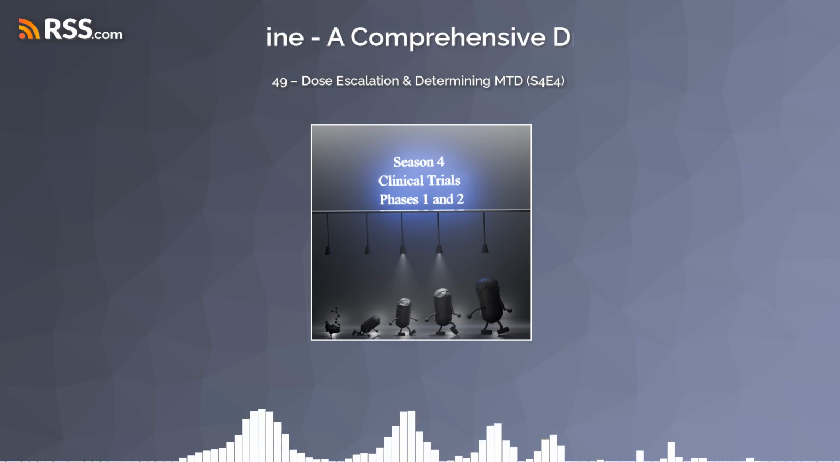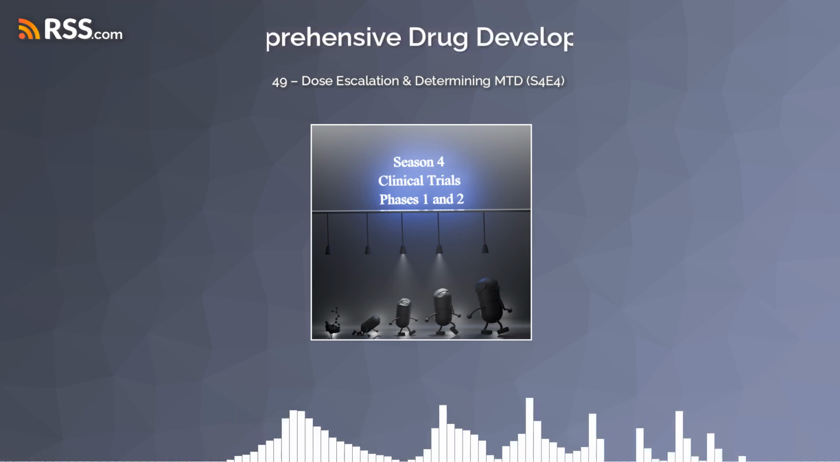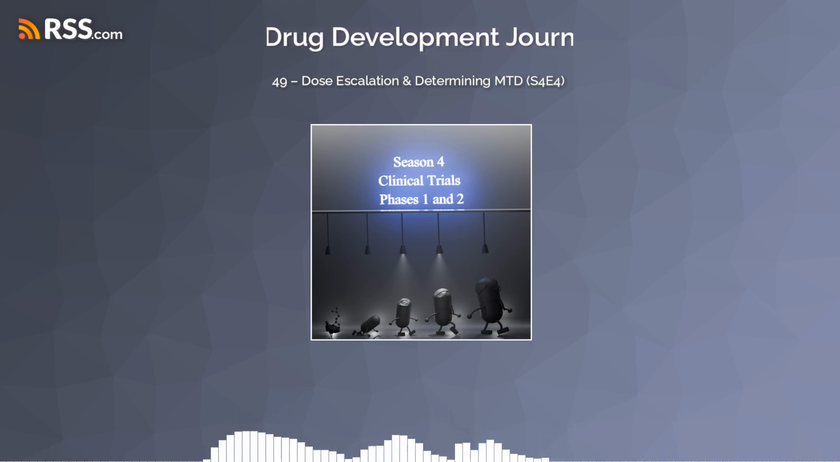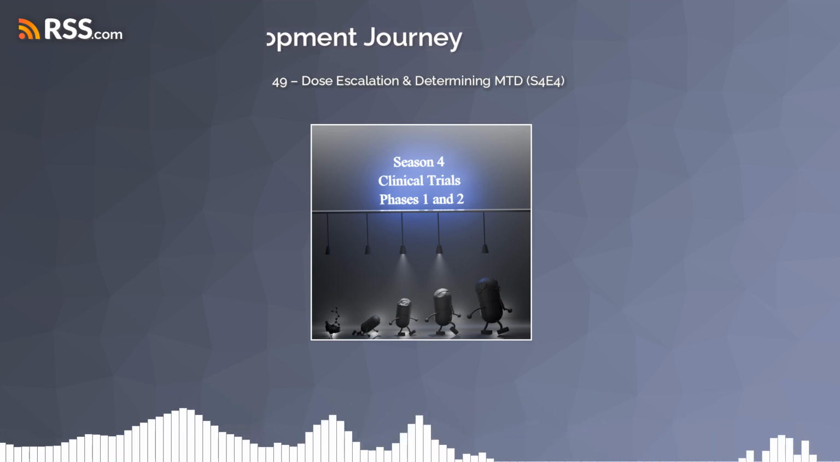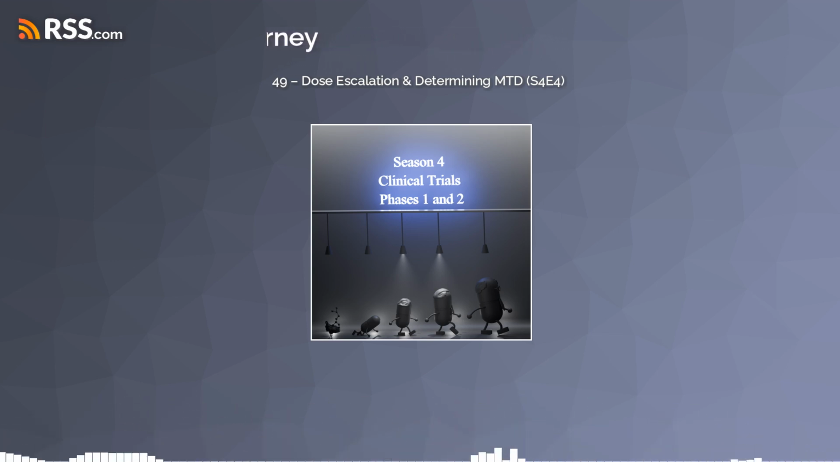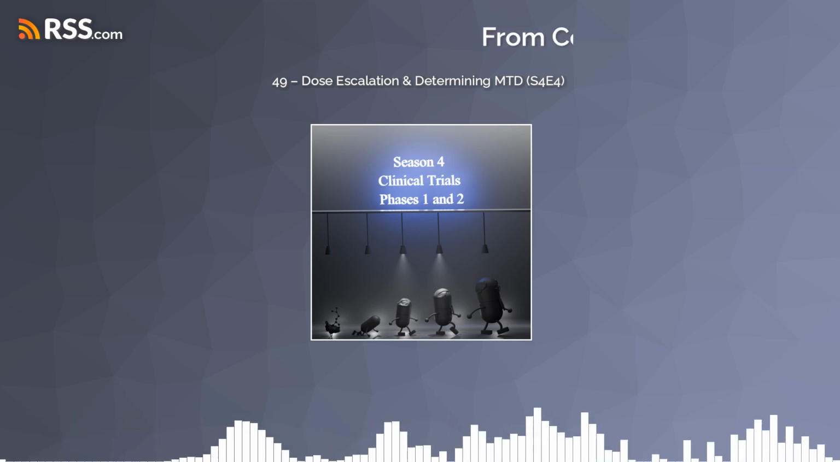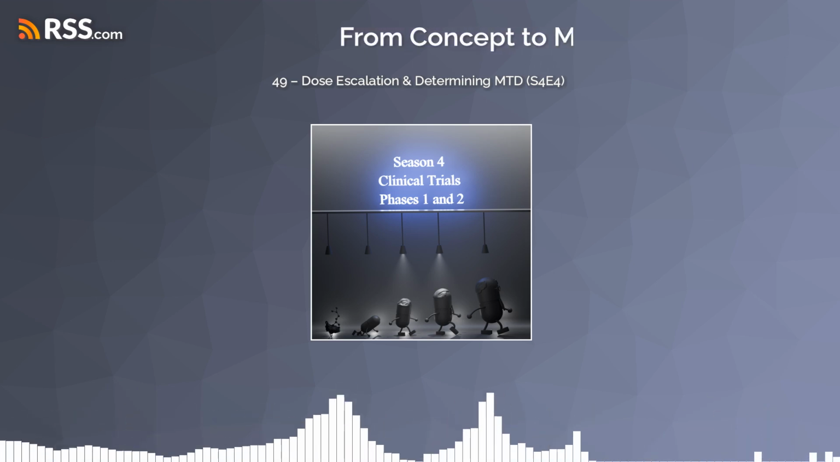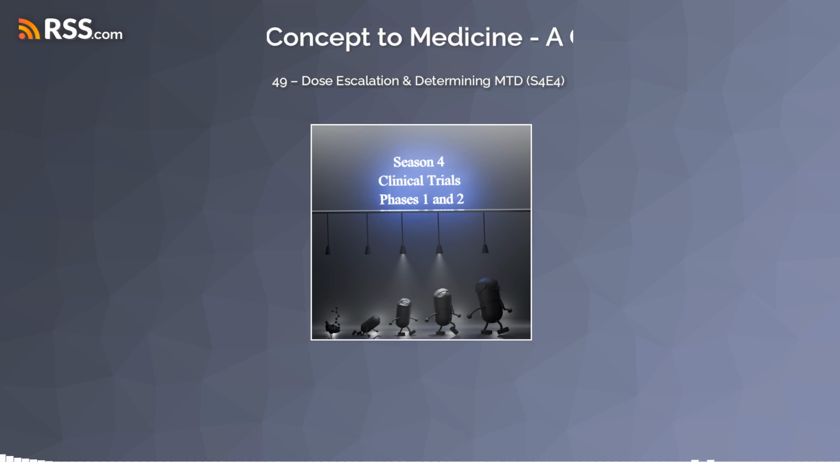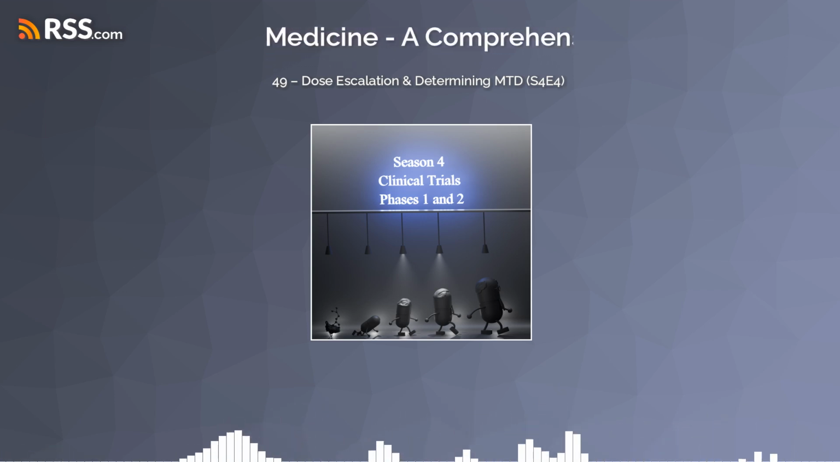Patients need to be fully informed about the potential side effects at different dose levels so they can make an educated choice about their treatment. It's about empowering patients to be active participants in their care and not just passive recipients. Exactly. It's a partnership, you know, between the patient, the clinician, and the researchers, all working together to find the best path forward.